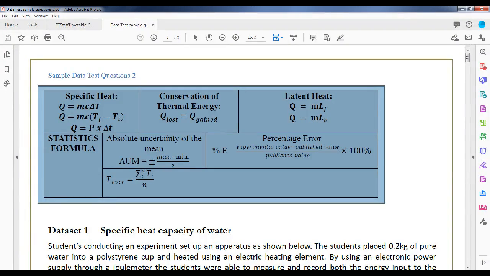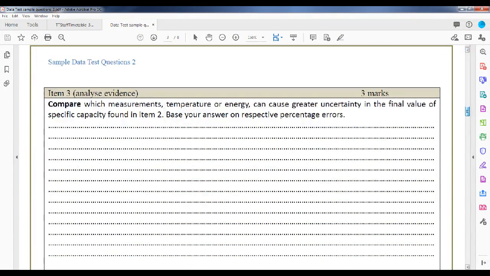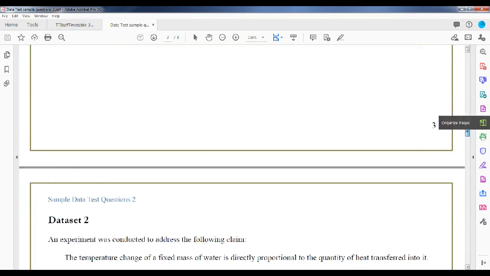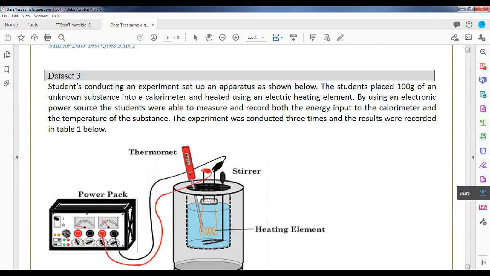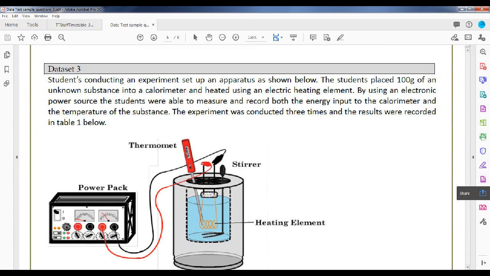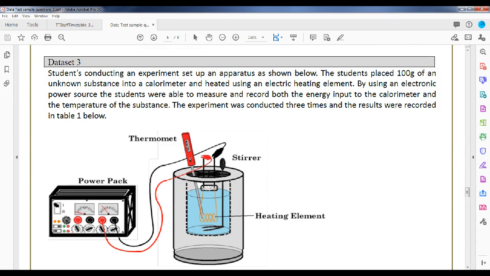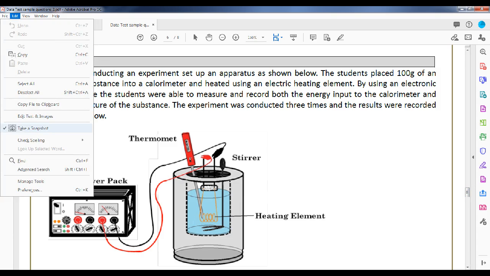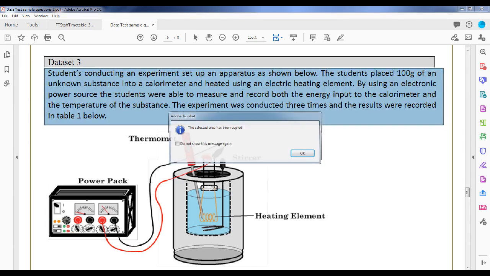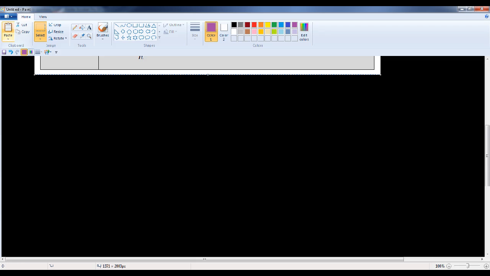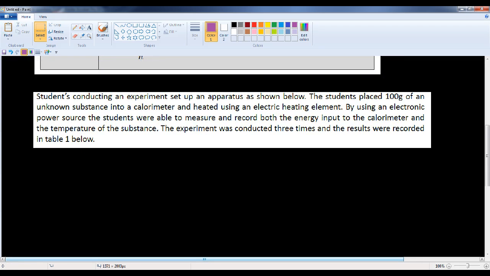Okay, so let's give you a question to try. Okay, so let's do this data set 3. Okay, so for the data test, that will start with a description of an experiment. So you need to read the description very carefully. Okay, so let's copy this part. Okay, so that's the description.